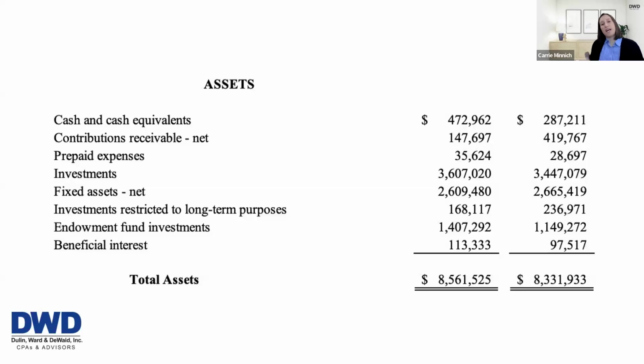When you're looking at the asset section of your financials, here's some things to think about. How much cash do we have? Hopefully that first cash line item is positive. I have seen it where it is negative. If it is negative, that means you have overdrawn cash.